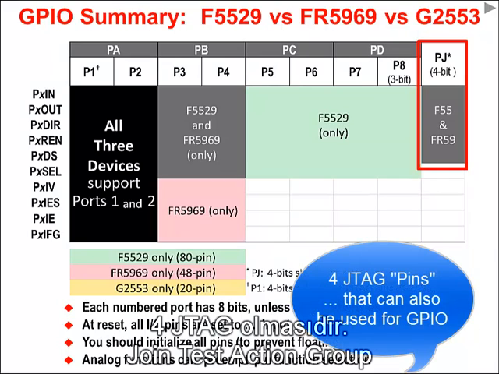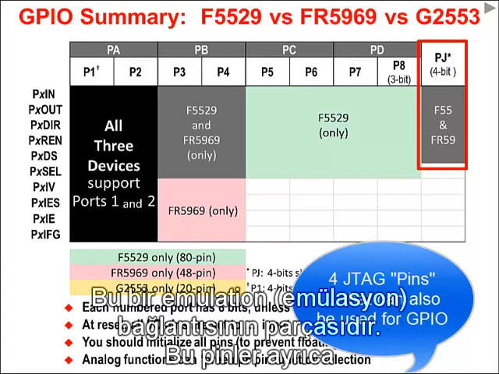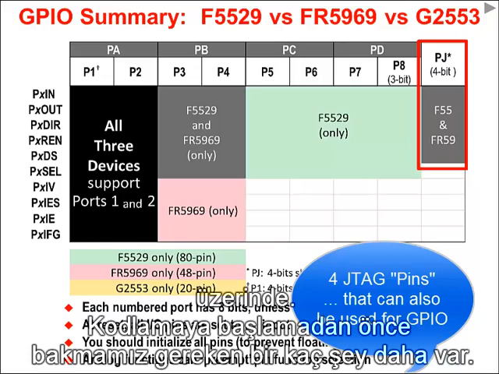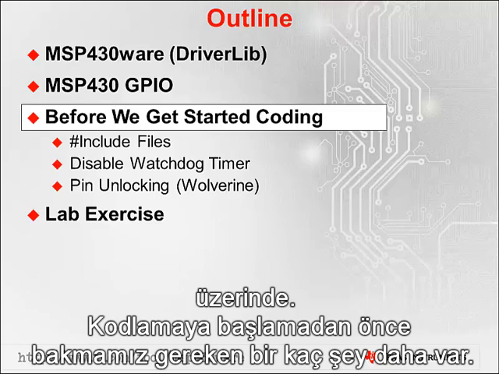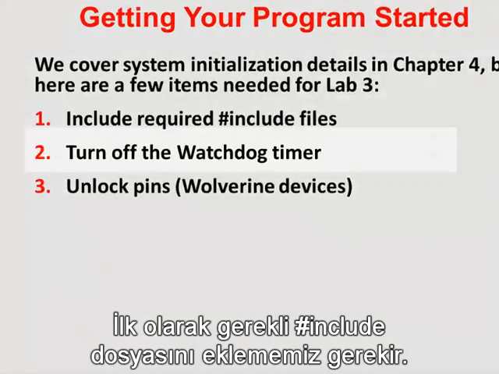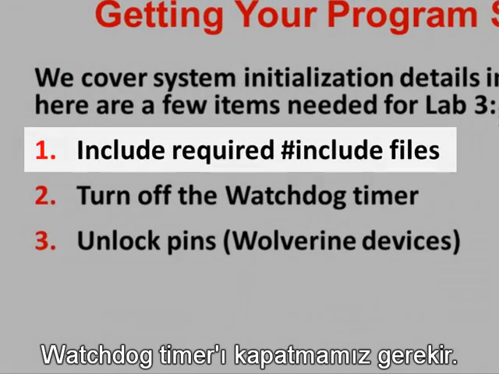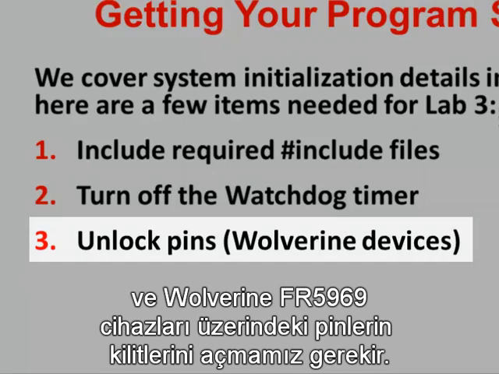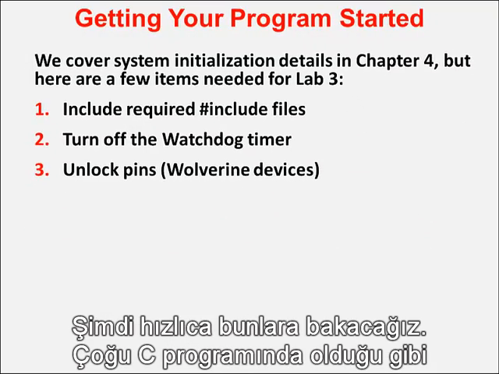So if you're familiar with the JTAG, Joint Test Action Group, which is part of the emulation connection, we can reuse those pins for GPIO as well on the F55 and on the FR59 of these devices. Okay, a couple last things before we get started with our coding. One, we do need to include the required include files. We need to turn off the watchdog timer, and on the Wolverine, the FR5969 devices, we need to unlock the pins. We'll look at each of these quickly.